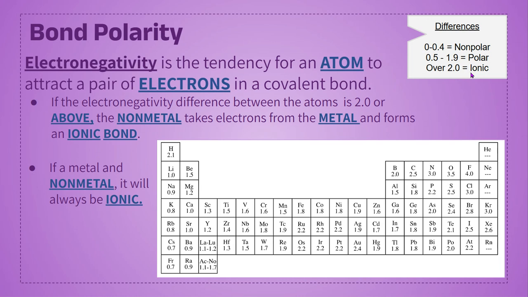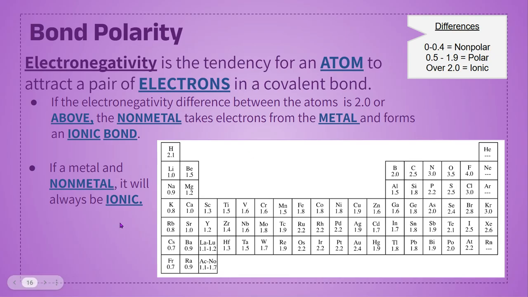Now when we have something with a value over 2, we're not talking about the electrons being shared in this case. When we have a value over 2, we call that ionic. And what happens in an ionic bond is the nonmetal is going to take the electrons from the metal and form an ionic bond. Okay?